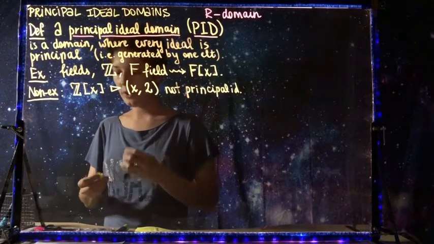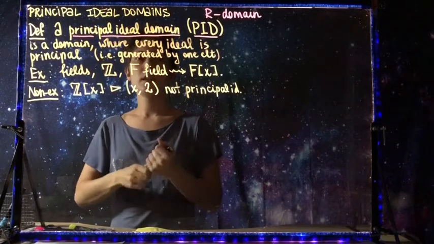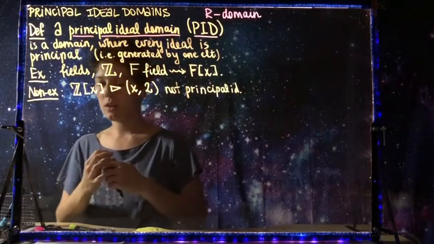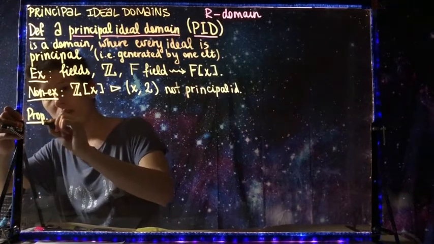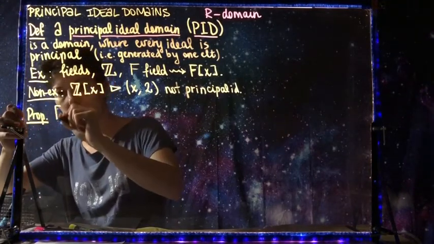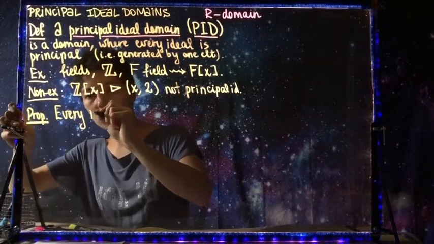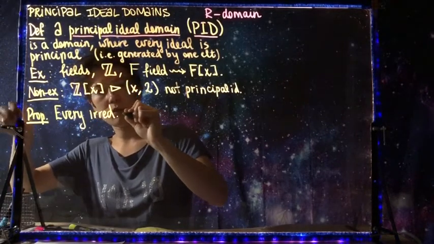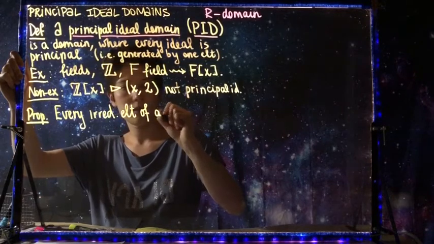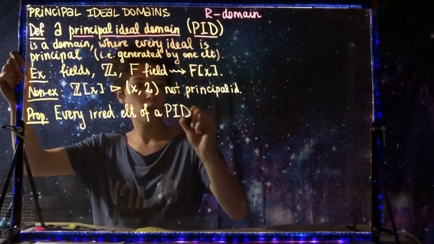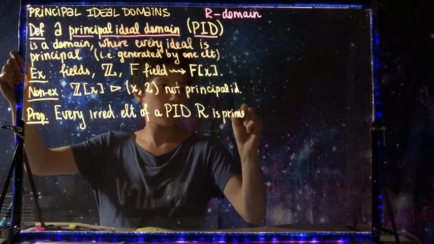And starting the proof that a PID is a unique factorization domain, one proposition is that every irreducible element of a principal ideal domain R is prime.